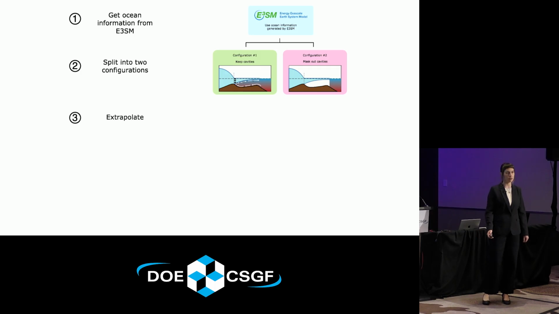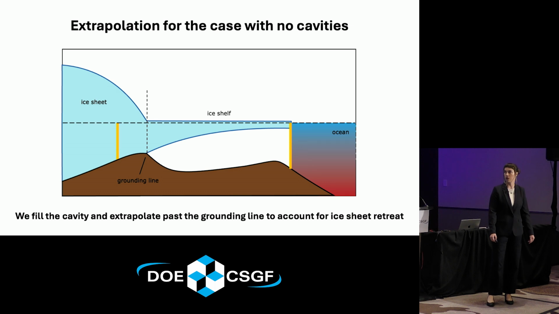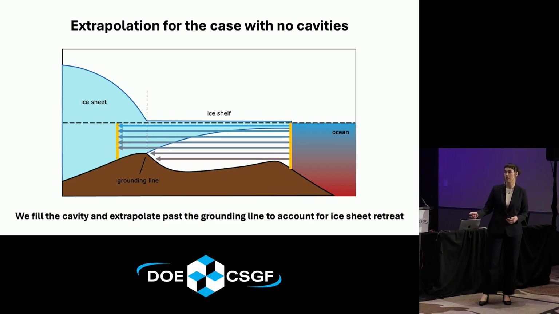Okay, now we need to extrapolate. So remember the case where we're masking out ocean information within cavities, we still need some idea of ocean information beneath these ice shelves. We can't just have a void beneath these ice shelves. So we need to extrapolate in. And if you'll notice, I'm also extrapolating beyond the grounding line. We do this as well to account for ice sheet retreat.